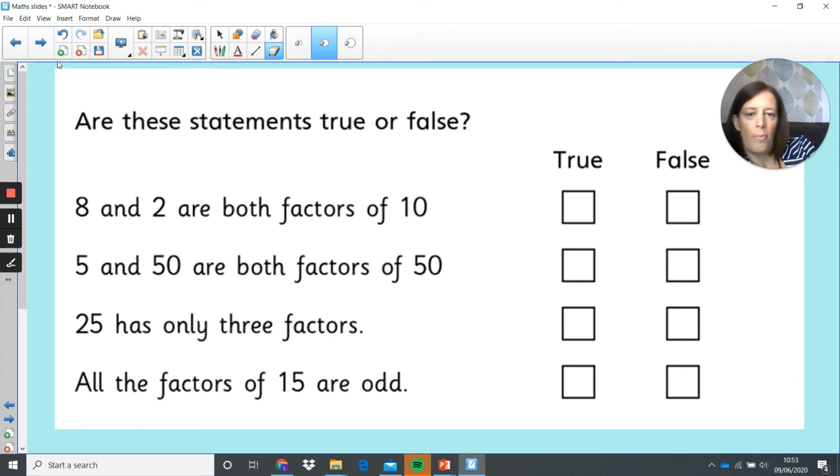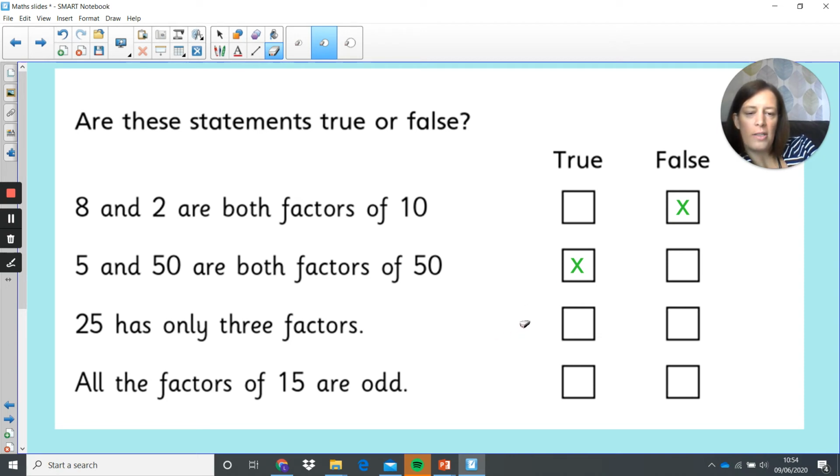Okay, let's find out. 8 and 2 are both factors of 10. That is false. 8 is not a factor of 10. Can't count in 8 to get to 10. 5 and 50 are both factors of 50. Let's have a look. That's true. 5 goes into 50 equally, and 50, of course, goes into 50 equally, so it's a factor.